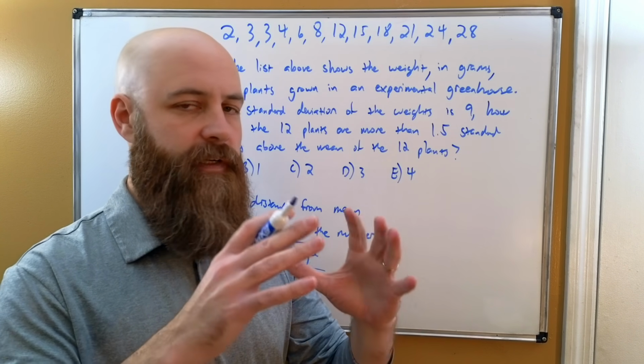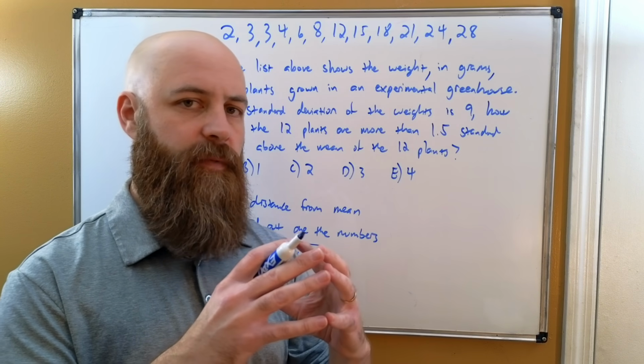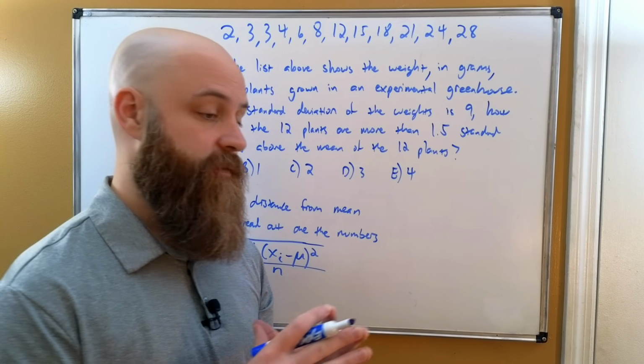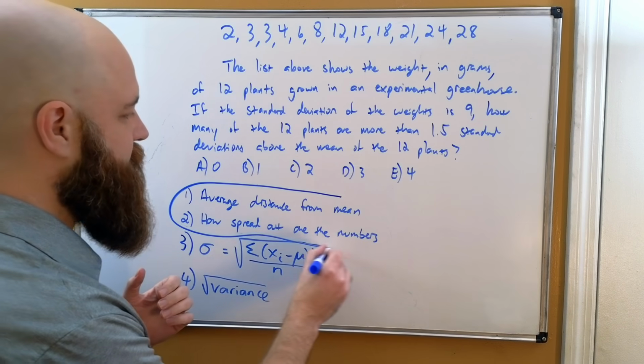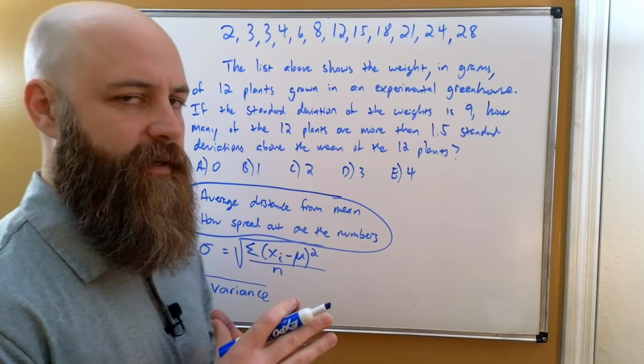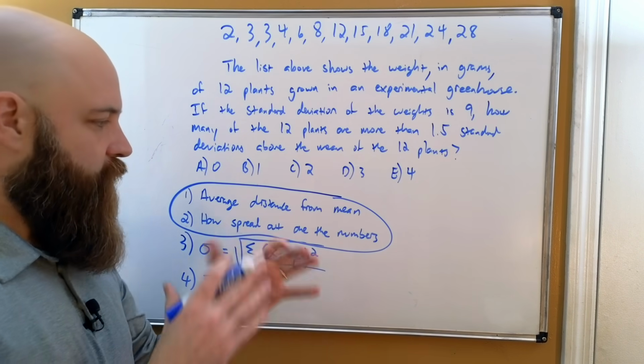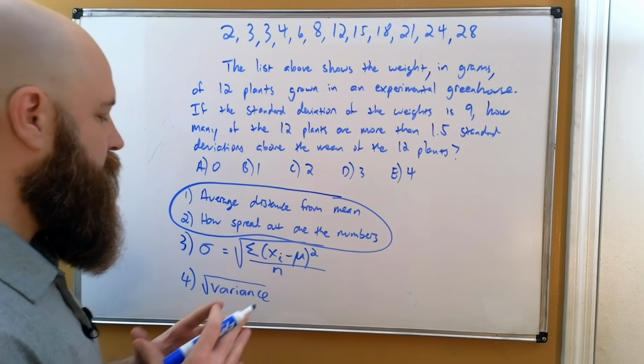If on average they're pretty close, the numbers are all clustered together, not that spread out, well, that's a smaller standard deviation. And really, that's the crux of what you need to know for standard deviation on the GMAT. Nothing all that technical, all that fancy. Those kind of qualitative concepts is what you want to know.